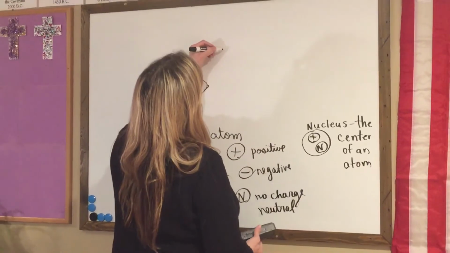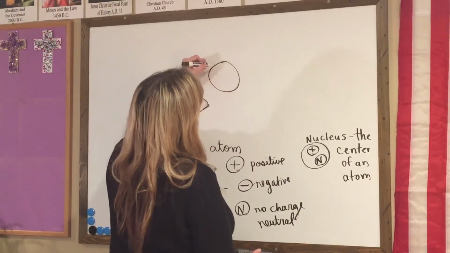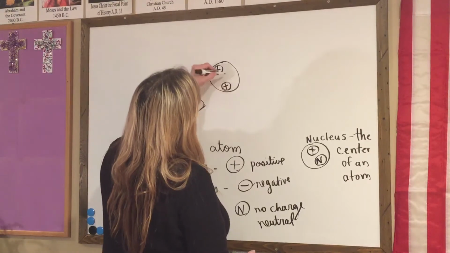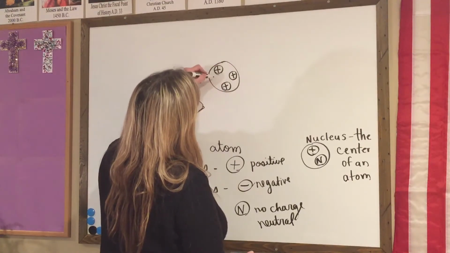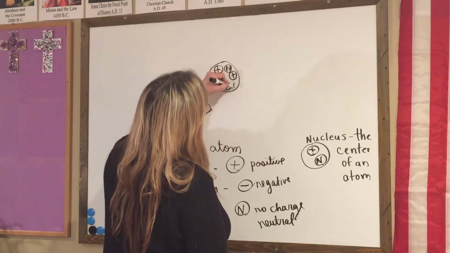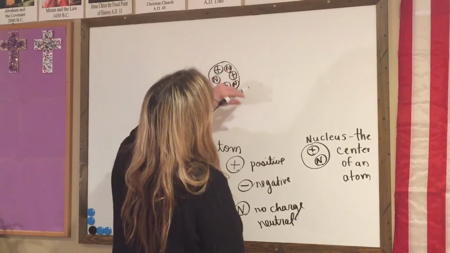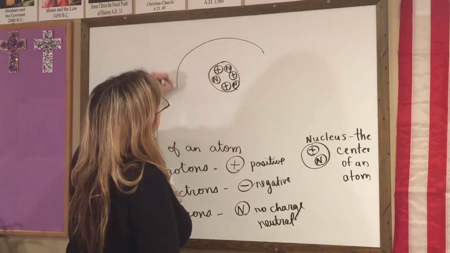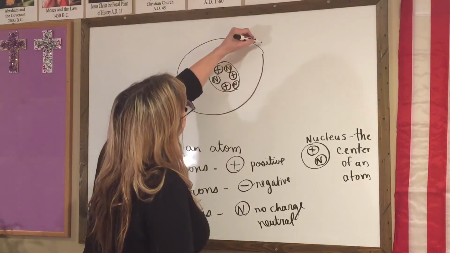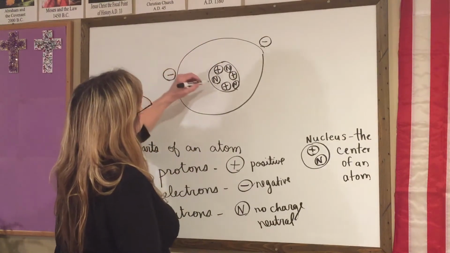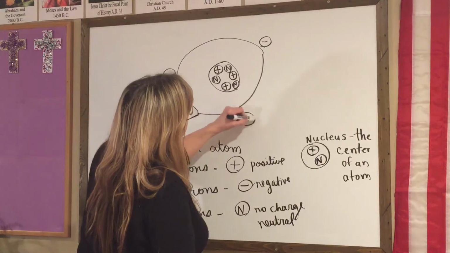So we have an atom. Again, there's the nucleus. There's protons inside of it. Let's just give them 3, okay? And then there's neutrons inside of it. We'll give those 3 as well. And then outside the nucleus are where the electrons orbit. So electrons, which have the negative charge, are orbiting around the nucleus, which is the center.